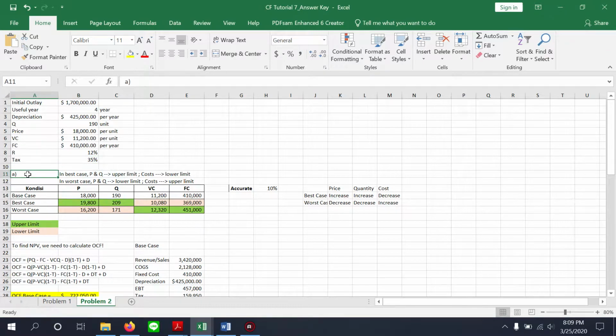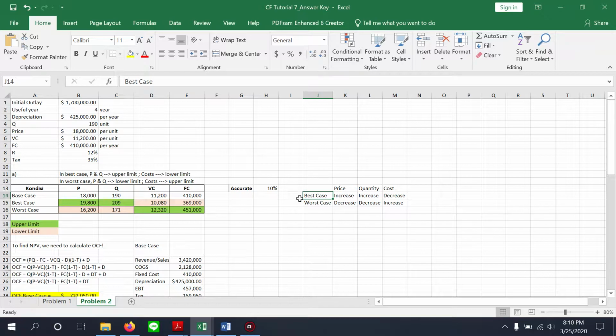In part A, we are trying to do a sensitivity analysis, and the question says that the estimates are accurate to 10%. So the best case is 10% better for you and the worst case is 10% worse for you. Here is a little rule of thumb for that. In the best case, the price will increase, which is a good thing for you, the quantity will increase, and the cost will decrease, basically more profit. In the worst case, your price will decrease, your quantity will decrease, and your cost will increase. How much it increases will be stated in the question sheet.